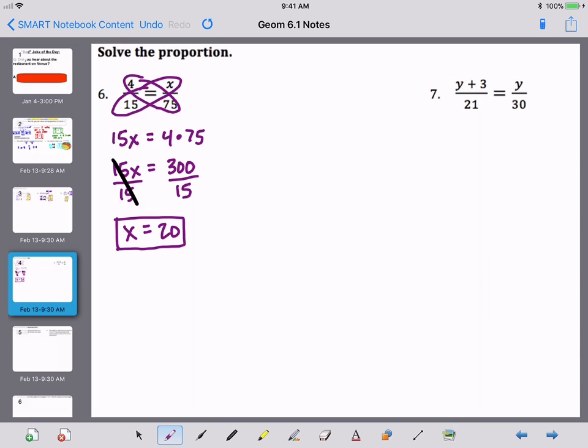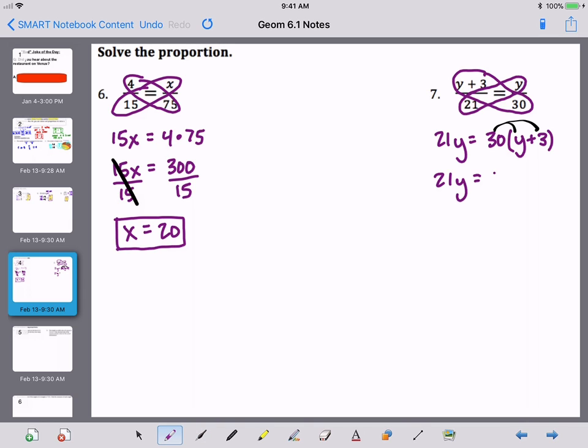In 7, we get a little more complicated here, so we're going to start the same way, taking 21 times y. And now here we're going to take 30 and multiply it by y plus 3. In this case, we need to distribute this 30 to both y and 3. And that's going to give us 30y plus 90.